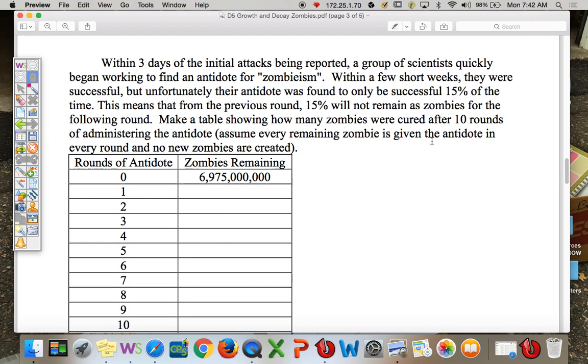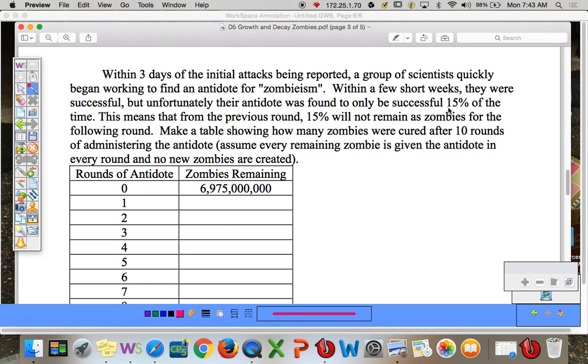So the next part says, within 3 days of the initial attacks being reported, a group of scientists quickly began working to find an antidote for zombieism. Within a few short weeks, they were successful, but unfortunately, their antidote was found to be only successful 15% of the time. This means that from the previous round, 15% will not remain as zombies for the following round. Make a table showing how many zombies were cured after 10 rounds.